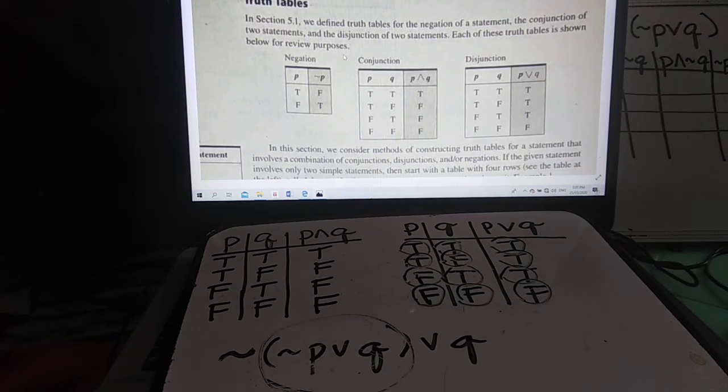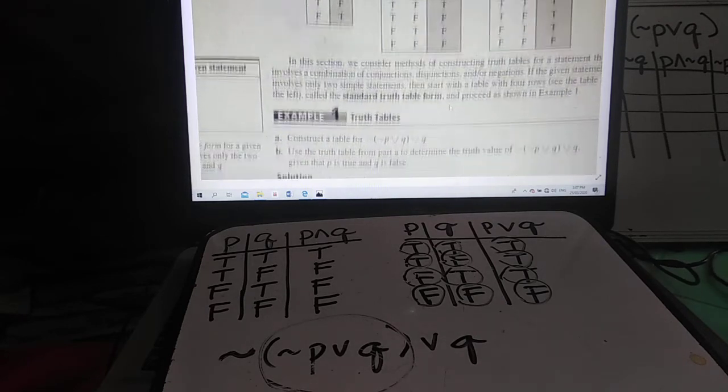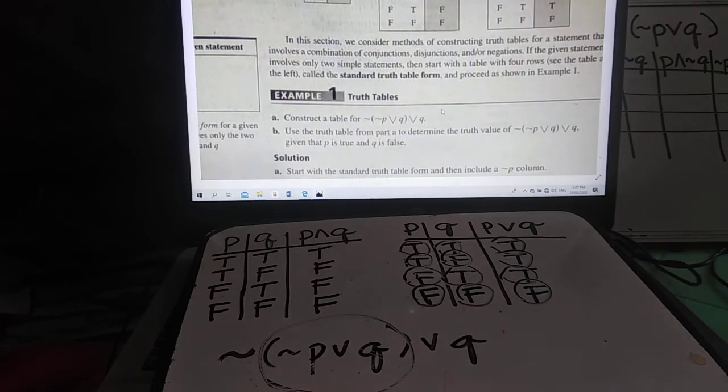Now, last time we discussed the truth tables for negation, conjunction, and disjunction. Today, we will try to construct truth tables involving a combination of conjunction, disjunction, and negation.